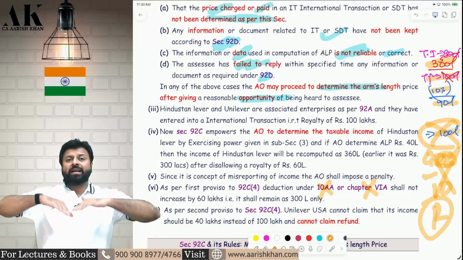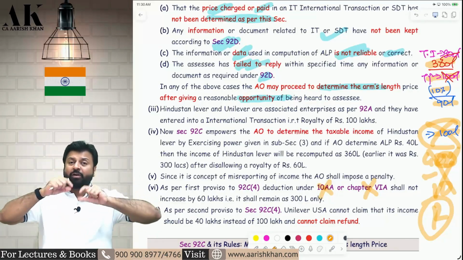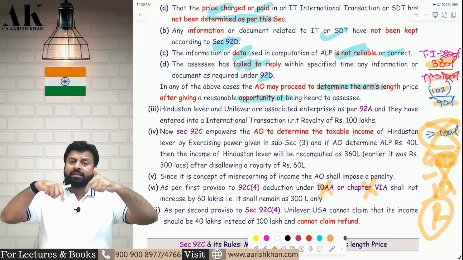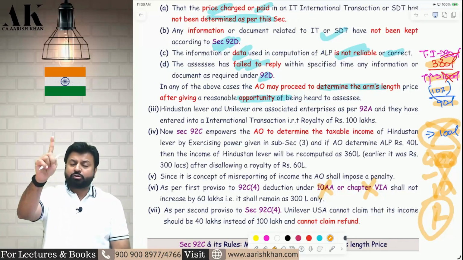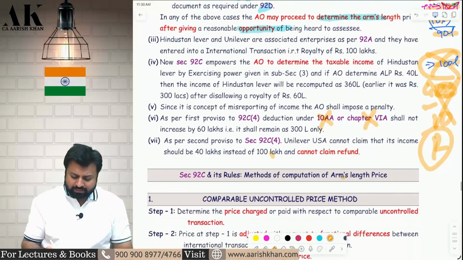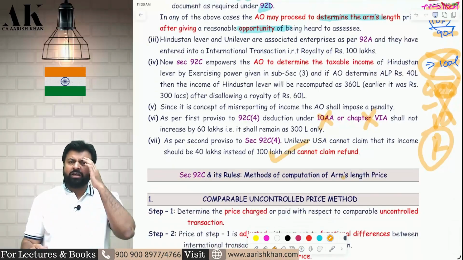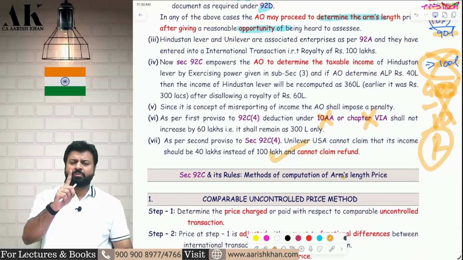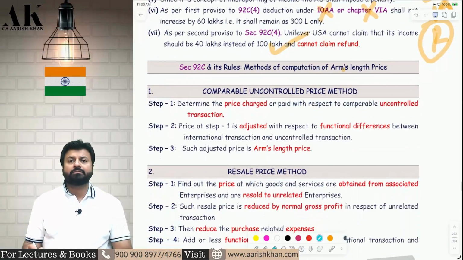So whatever income has been increased by the AO in 92C, on that much income you cannot claim deduction under Chapter 6A and 10AA, and the other person also cannot claim refund of that much amount. The other person has to show the income as 100 lakhs only. I hope it is clear to all of you. This is a very important point. These 2 points are given under the first proviso and second proviso to 92C subsection 4. You may not remember the proviso, it's okay, but I'm just telling you.